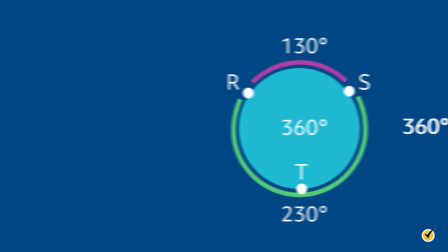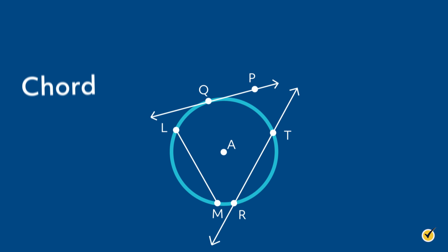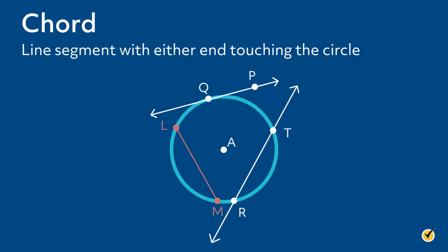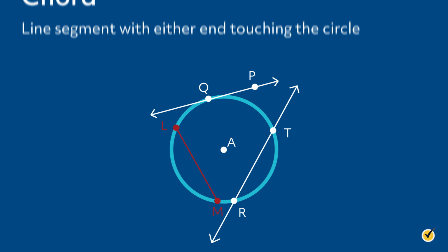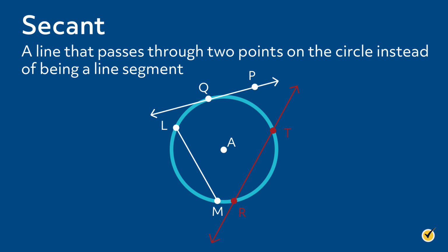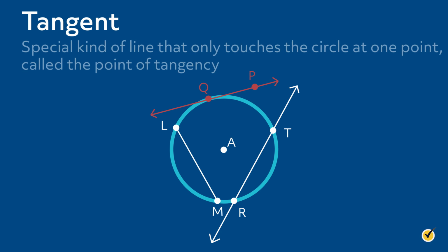Some important lines and segments associated with circles are chords, secants, and tangents. A chord is a line segment with either end touching the circle. Line segment LM is a chord on circle A. A secant line is similar to a chord, except it is a line that passes through 2 points on the circle instead of being a line segment. And a tangent line is a very special kind of line that only touches the circle at one point, called the point of tangency. Line PQ is a tangent, and point Q is the point of tangency.